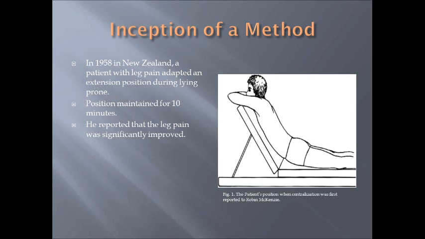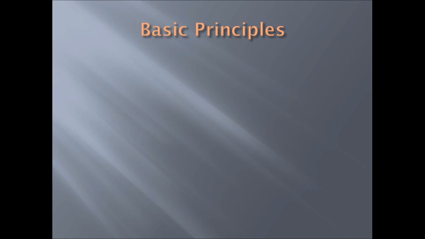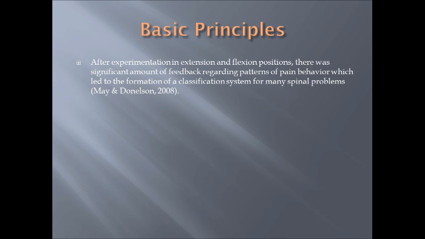McKenzie was surprised, and immediately he began experimenting with the effects of sustained positions and end-range repeated movements of the lumbar spine on spinal symptoms. Through the years, the basic principles of the method were formed. After many years of experimentation in extension and flexion positions, there was a significant amount of feedback regarding patterns of pain behavior in this position, which led to the formation of a classification system for many spinal problems.